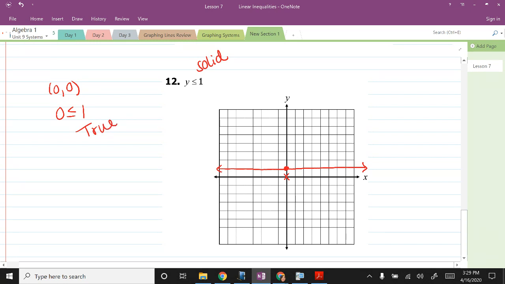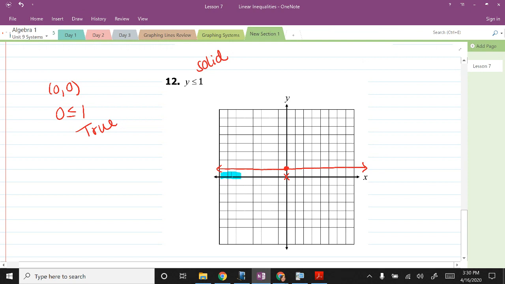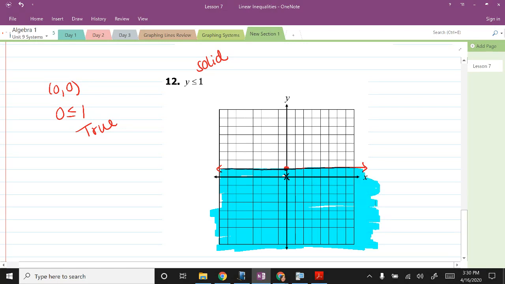So that means where I have my test point, all of those solutions on that side are true. So that means I color where 0, 0 is. So I'm going to color everything below my solid line. So all of those points in my blue area are solutions. The points on the line are solutions. Okay, so if your boundary line is solid, that has solutions as well to this inequality. If it's dotted, that means it's not part of the solution, but they're just part of the boundary.